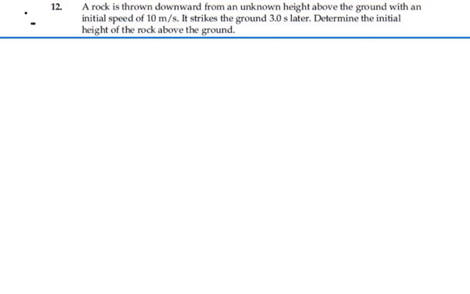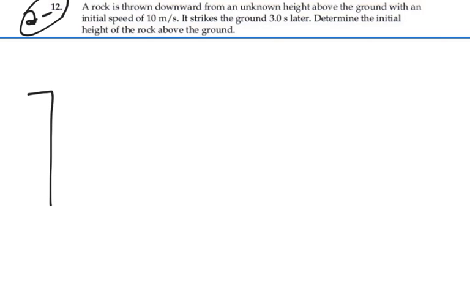Here's problem 212. A rock is thrown downward from an unknown height above the ground with an initial speed of 10 meters per second. It strikes the ground 3 seconds later. Determine the initial height of the rock above the ground.